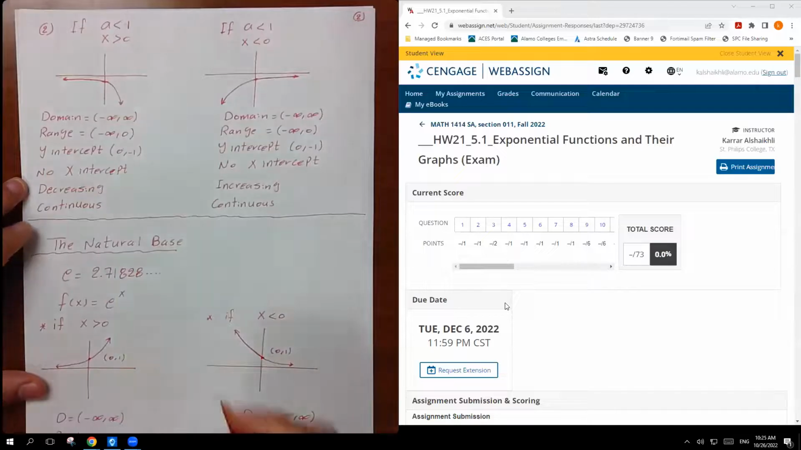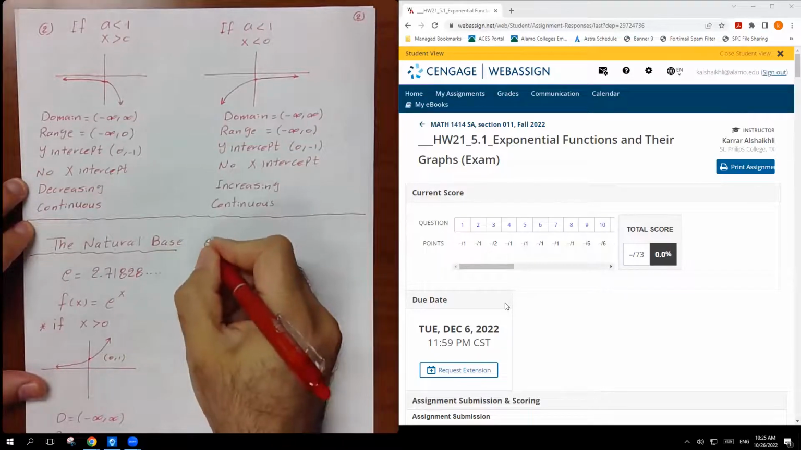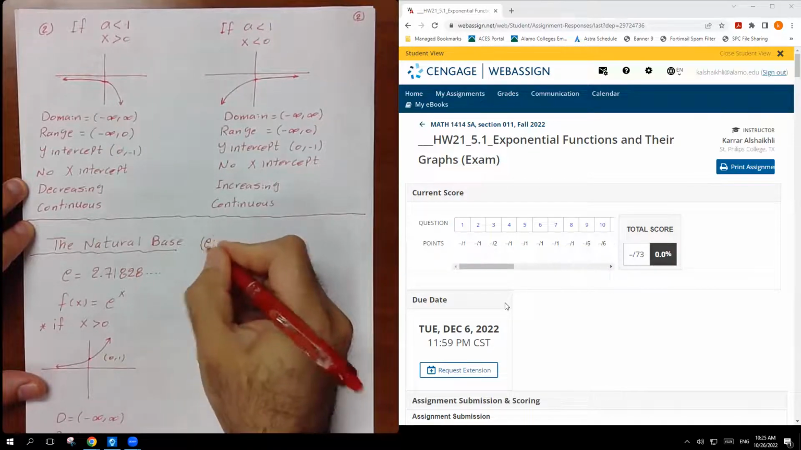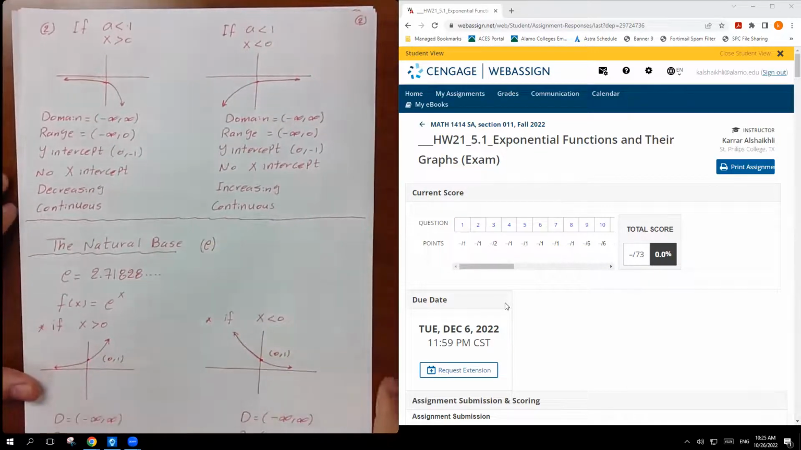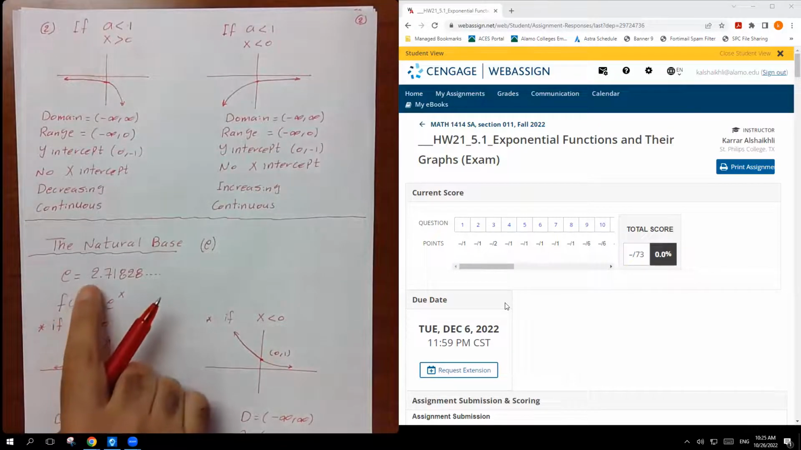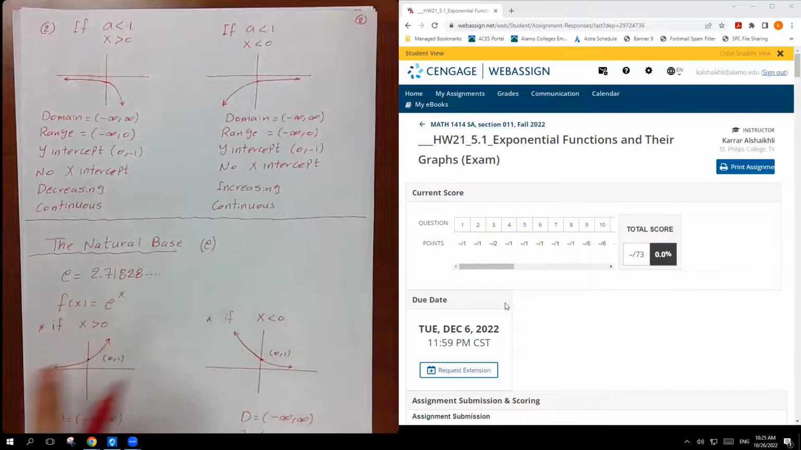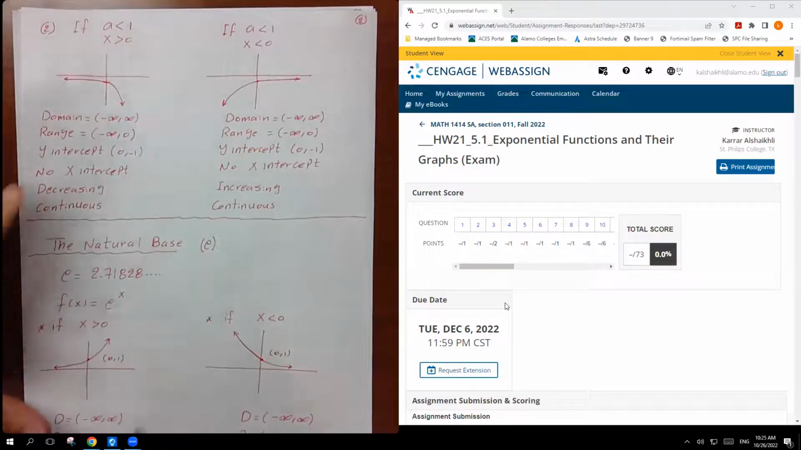Now the natural base e. This is the natural base. If you look at the calculator, you will see an e by itself. Let's check here. e by itself is equal to this amount, 2.71828. This is the base e, which is a fixed number.